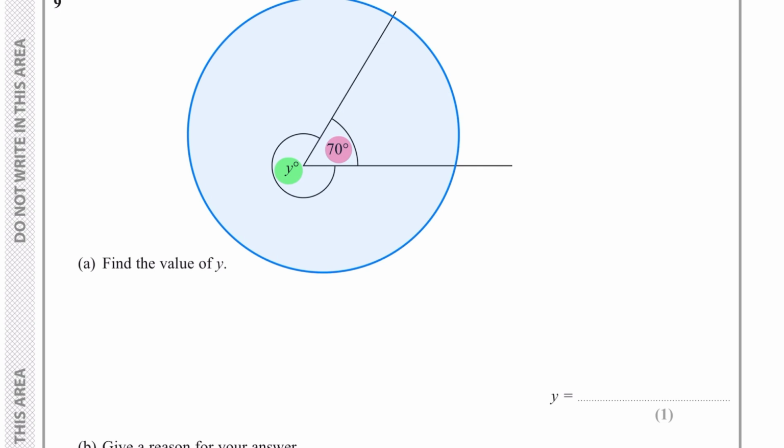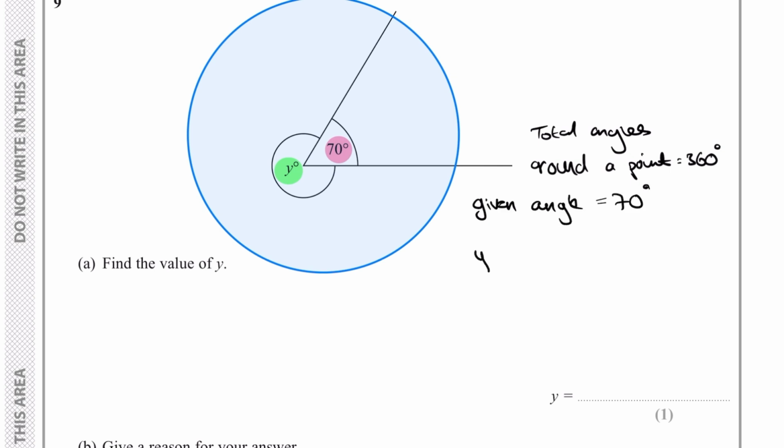So, since all the angles around this point must add up to 360 degrees, we can use that to find y. We already know one of the angles is 70 degrees, now we just need to figure out what y is. So total angle around a point equals 360 degrees. Given angle is 70 degrees, so y will equal 360 minus 70, which gives us 290. And there it is. The value of y is 290 degrees.